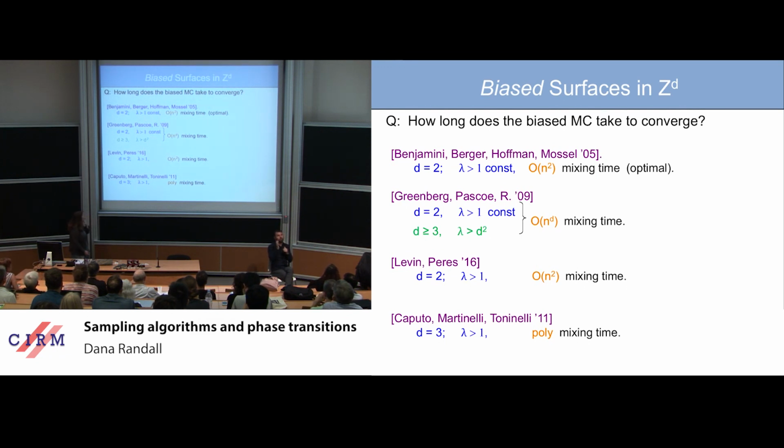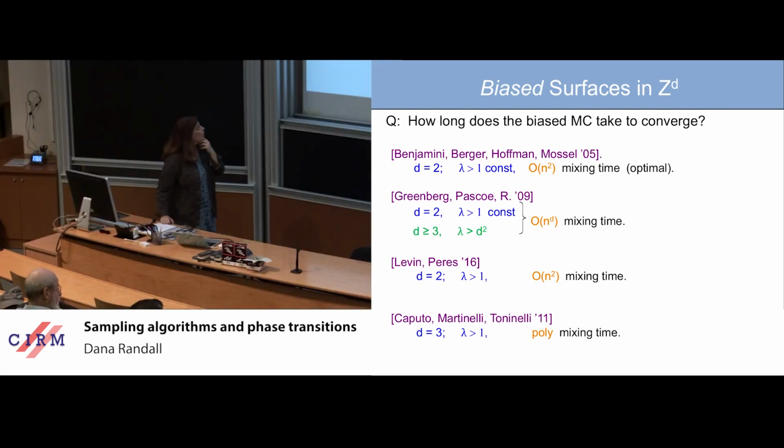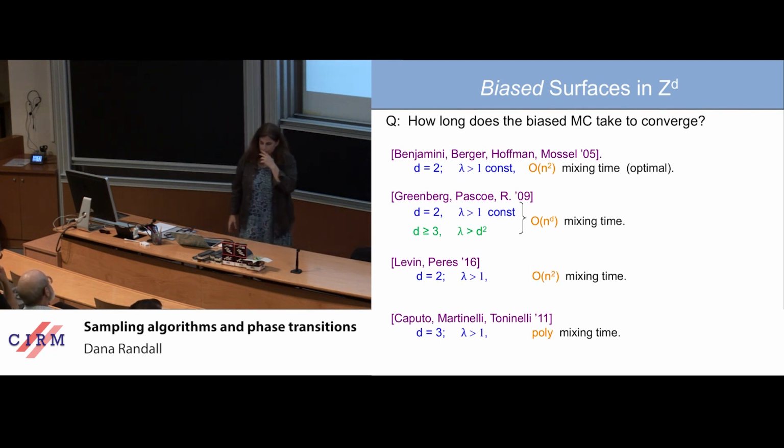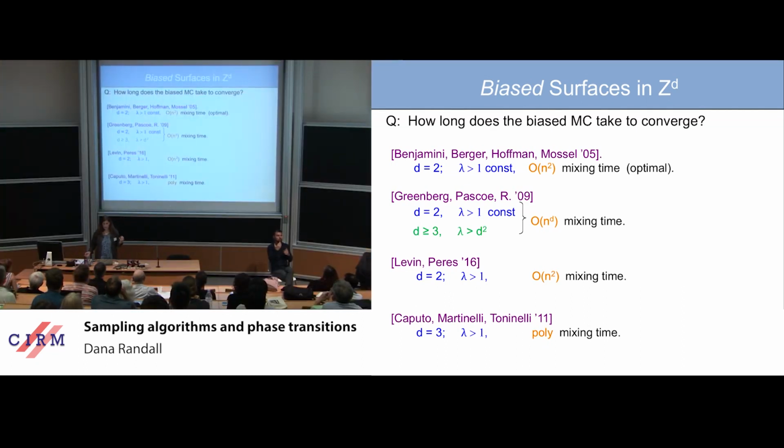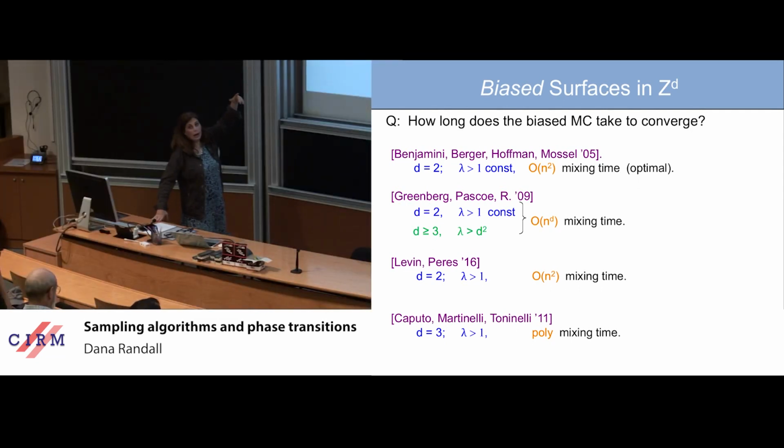With former students Sam Greenberg and Amanda Pascoe, we showed the exact same proof in 2 dimensions with a much easier strategy. Both of these are optimal. The n squared is optimal mixing time. And in ours, we use, again, this simple coupling, but with a kind of funny exponential metric. So we came up with a strategy that lets you do this in a much more straightforward way. And it generalizes to higher dimensions as long as lambda is very large, larger than d squared.